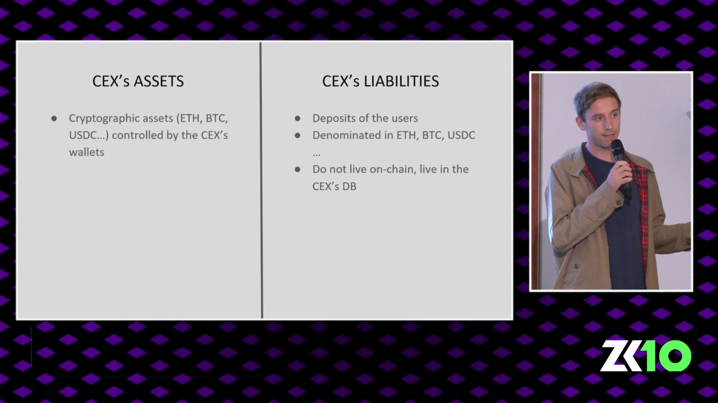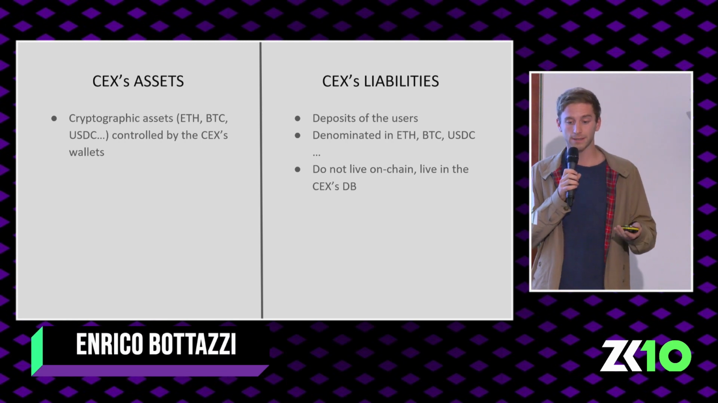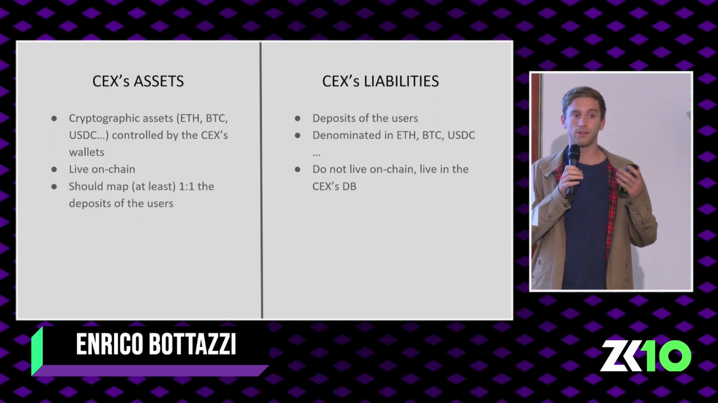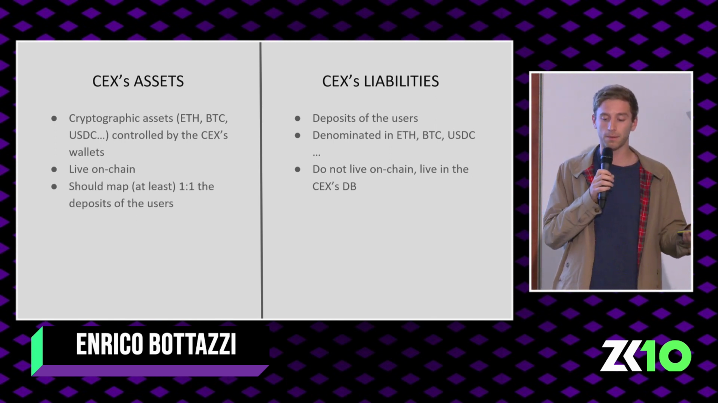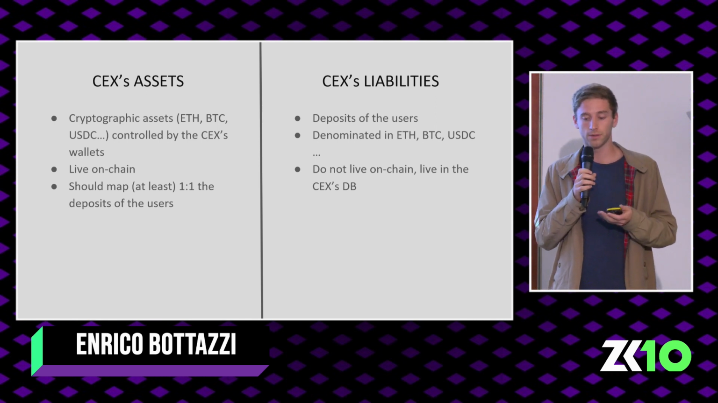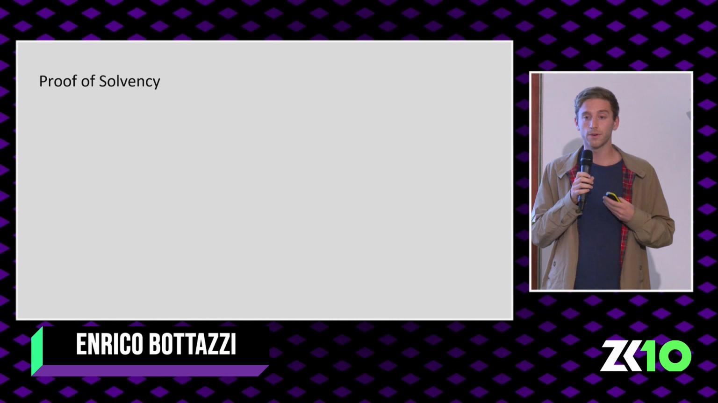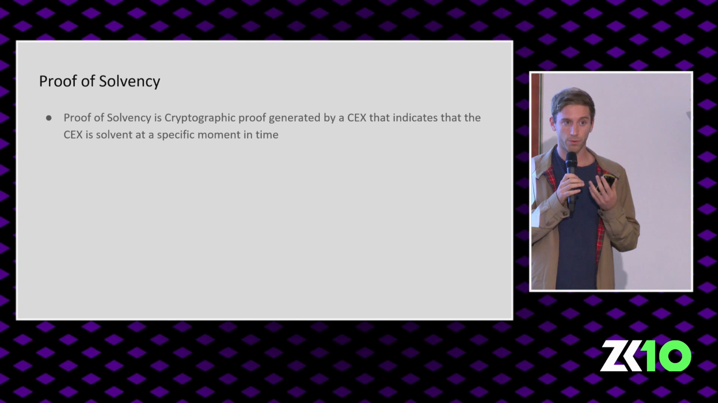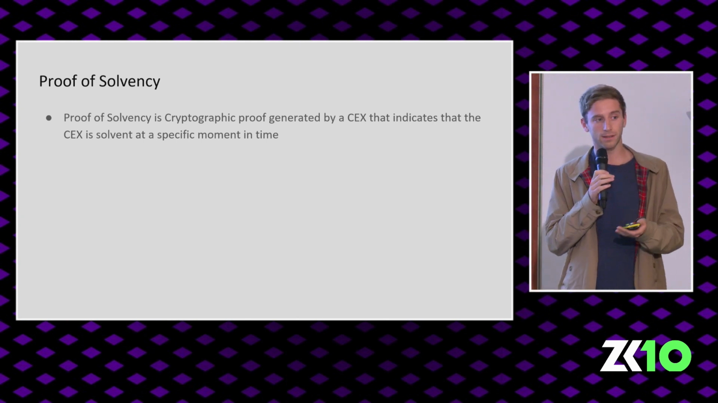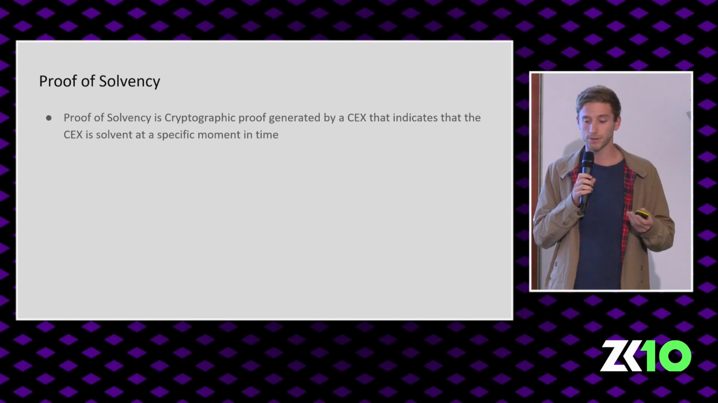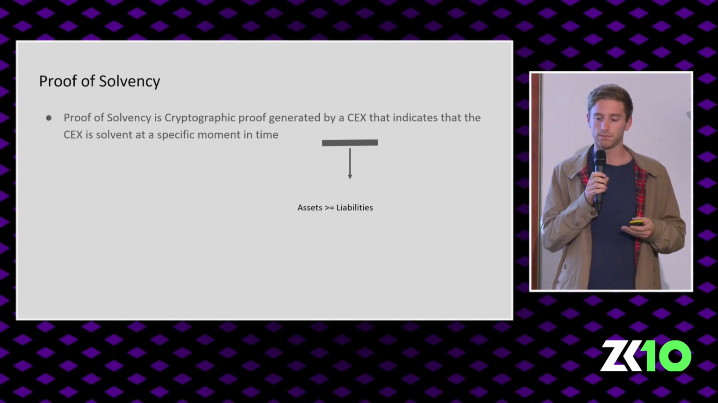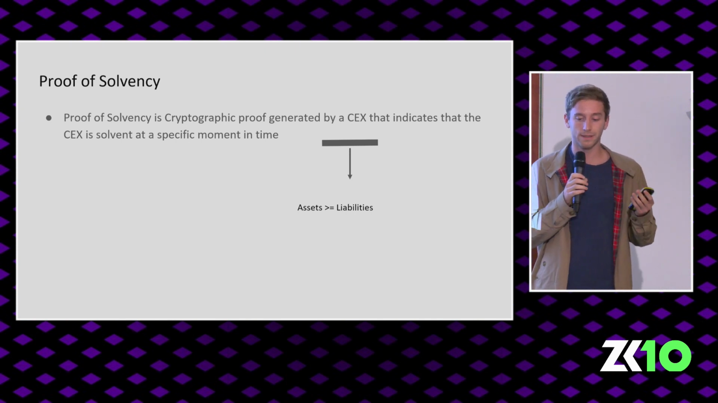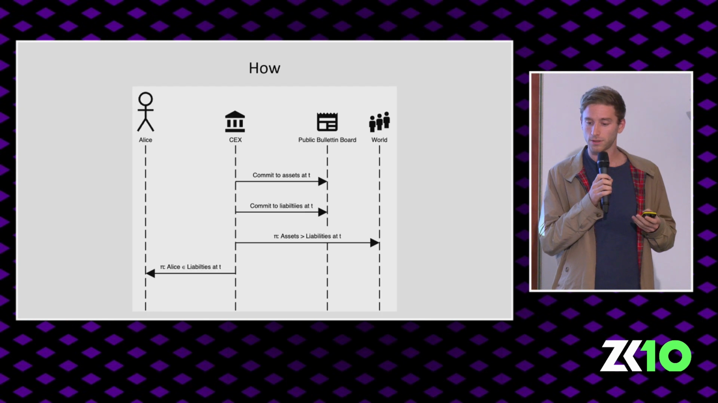On the other side, we have the assets. These are actual cryptographic assets that are controlled by the wallet of the exchange. They do live on chain. And the rule, theoretically, is that they should map at least one-to-one the deposits of the users for each currency. So the proof of solvency is a cryptographic proof generated by the exchange, proving that these assets are greater than the liabilities at a specific moment in time. It's important to note that this is just a snapshot in time. This guarantees the solvency of the exchange.